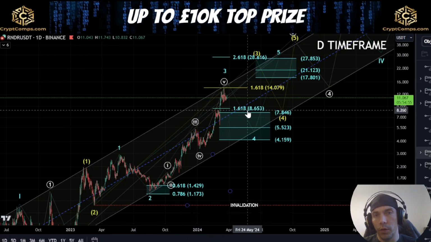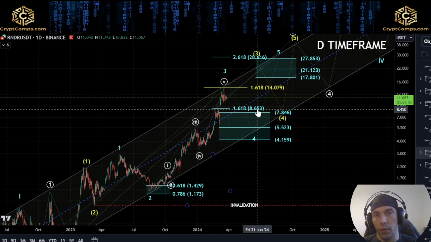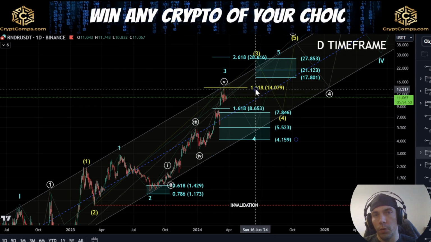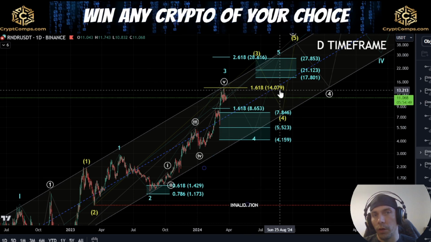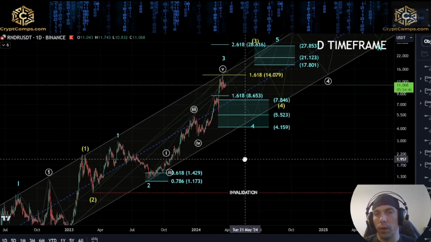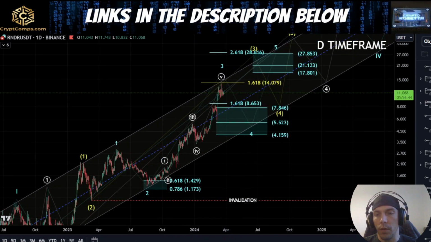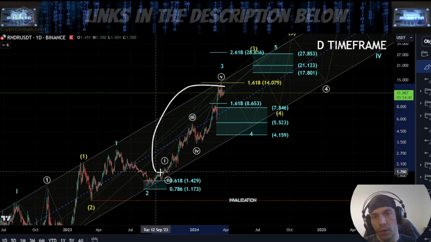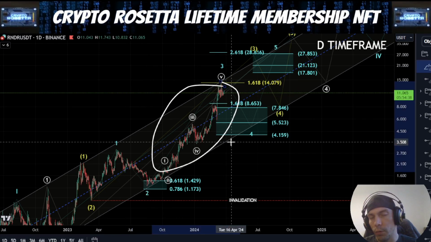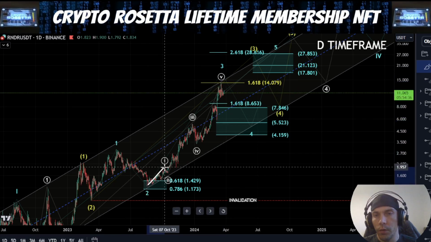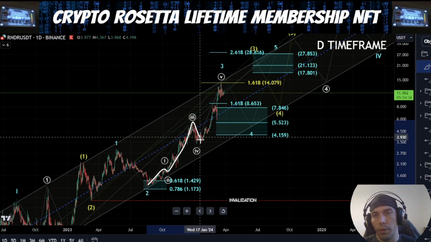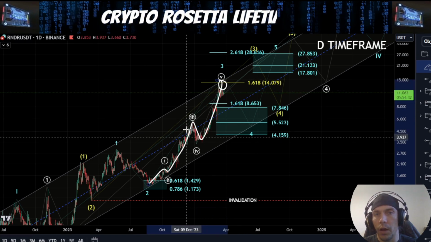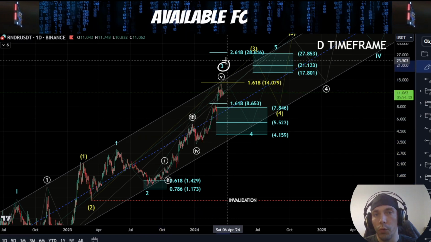We have hit this 1.618 here of this $8.65, and the yellow 1.618 has also been hit here at this 14.07. Now what this would then mean is that internally here we have this as 1, 2. Now there's a couple of ways of counting this move, and we're going to go over a couple of different ideas here. If we count this as 1, 2, this is our third wave, fourth wave, and actually we've completed our third wave here, which would be this blue third wave.